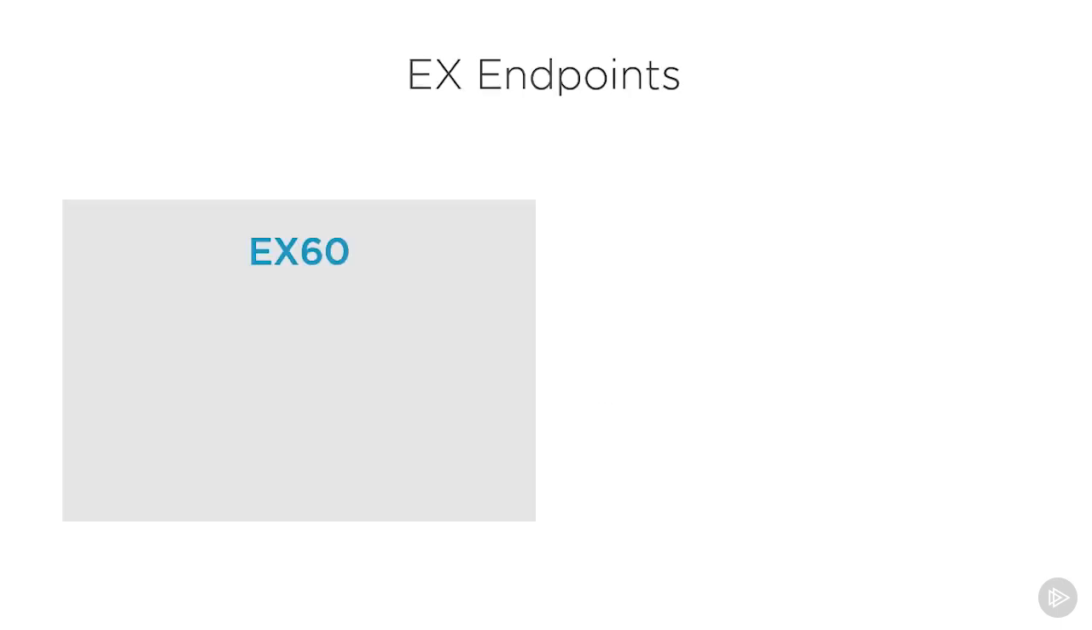We're going to begin with the EX endpoints, starting with the EX60. Some of the features are that it supports Bluetooth. It only supports multi-way conferencing. It does not support multi-site. It has a 21.5-inch high-def display. This is a desktop model TelePresence unit.